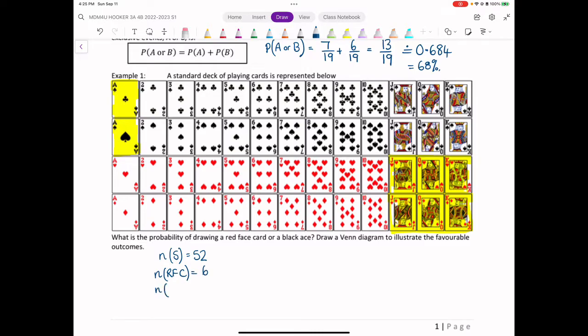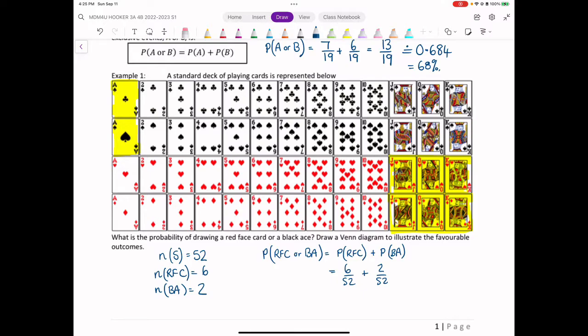And the number of black aces is 2. Agreed? So therefore, the probability of drawing either a red face card or a black ace card is the probability of the red face card added to the probability of the black ace card, which is simply 6 out of 52 plus 2 out of 52.